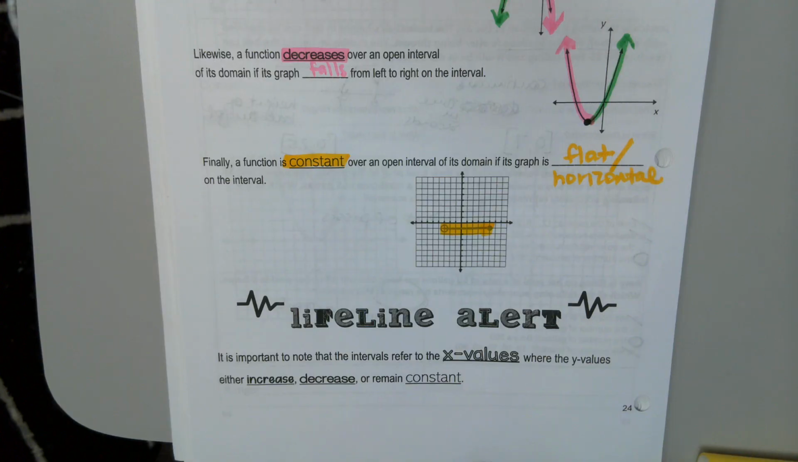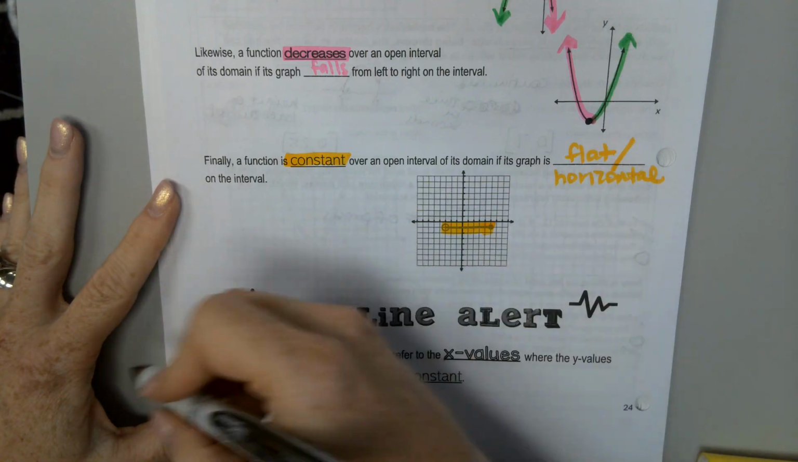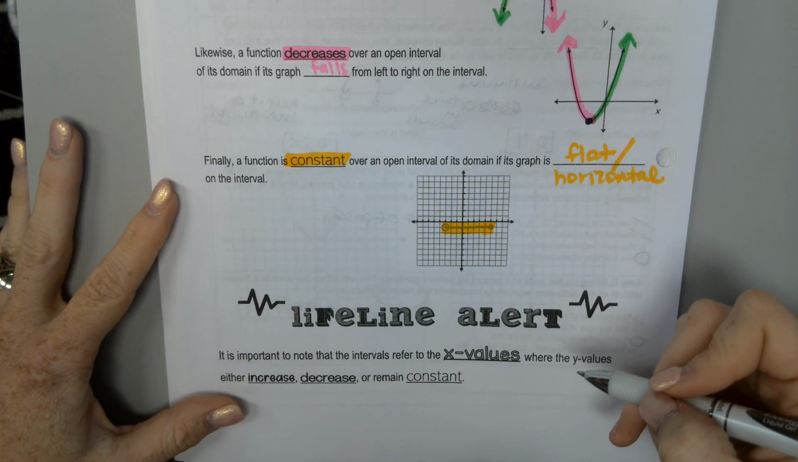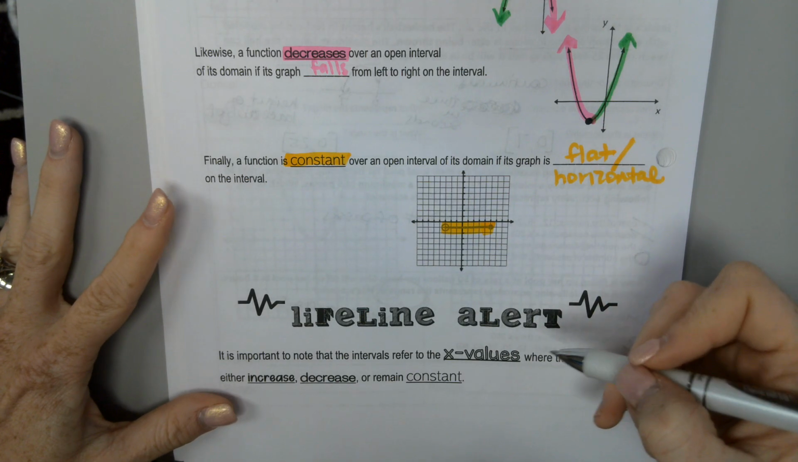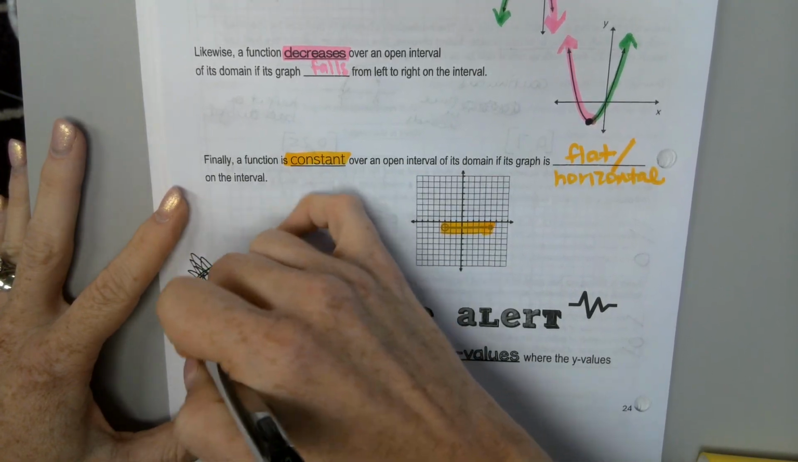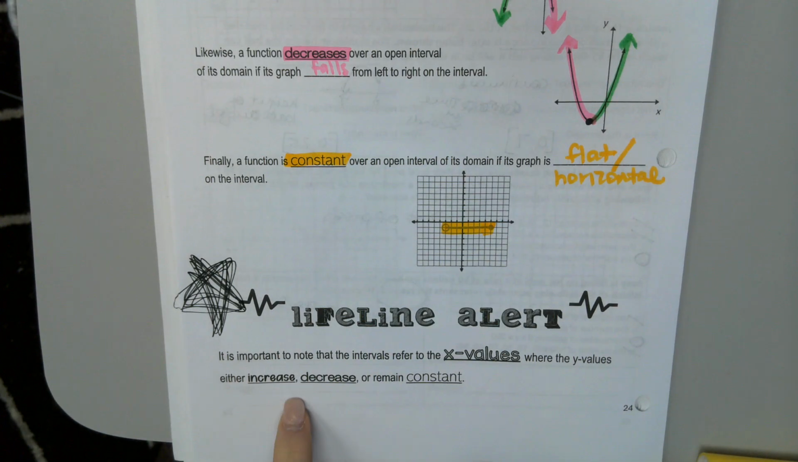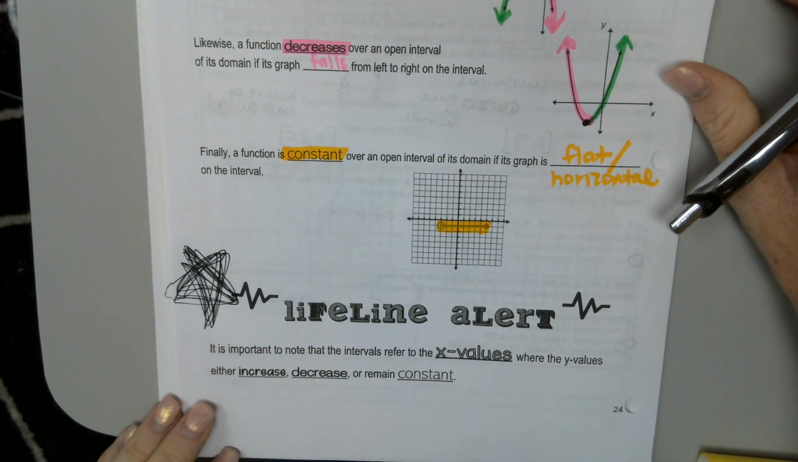All right. So we're going to play around with this today, okay? Here's a lifeline alert. If I'm giving you a lifeline alert, what do you think? Pay attention. Yeah, this is very important. This is going to get us all year long if we don't get this right here, right now, okay?